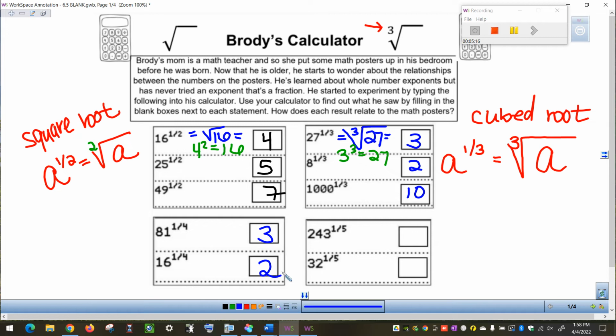If you look at 2 to the 4th, that's equal to 16. So the 4th root of 16 is 2. So in general here, anything raised up to the 1/4 is equal to the 4th root of that number.